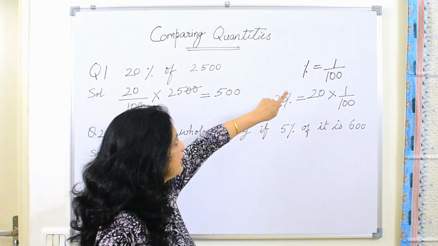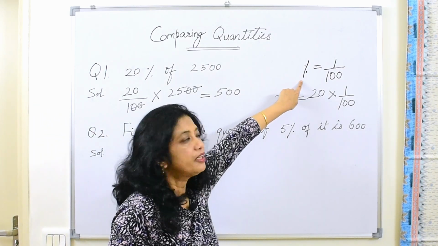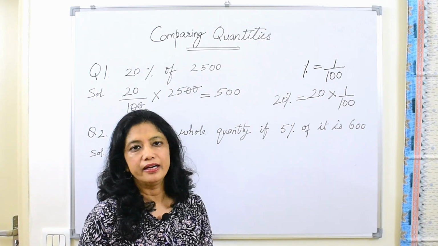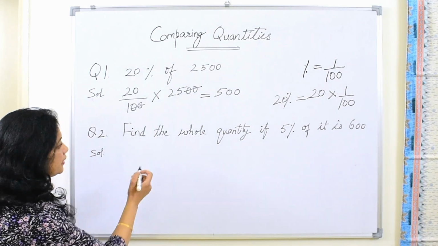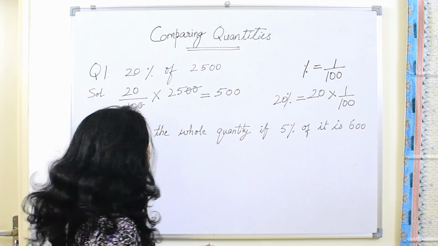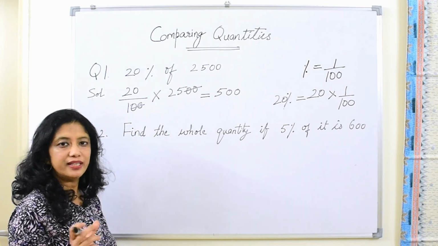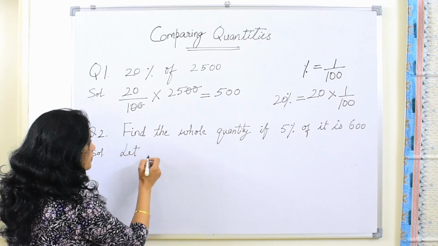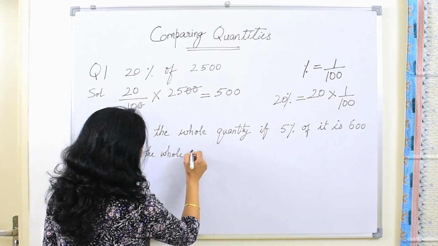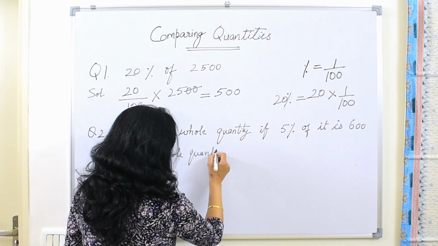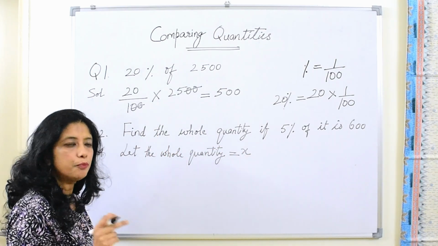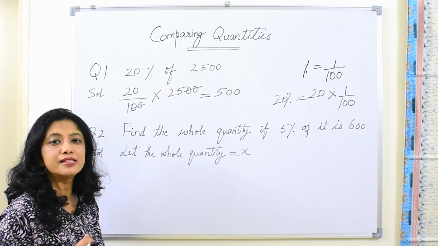See, we have studied that instead of the percentage sign, we can write 1 by 100 because percentage is out of 100. Find the whole quantity if 5% of it is 600. So we have to find the whole quantity. So let the whole quantity be equal to x. We suppose that the whole quantity is x.